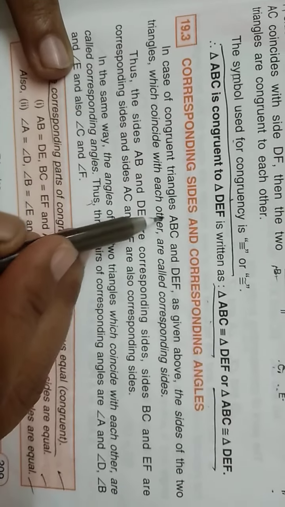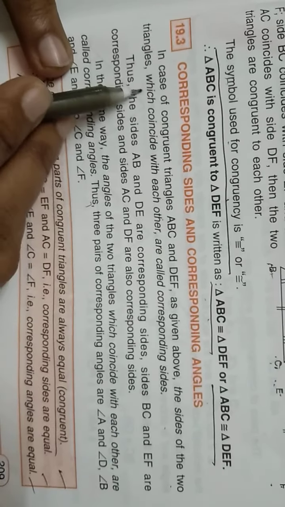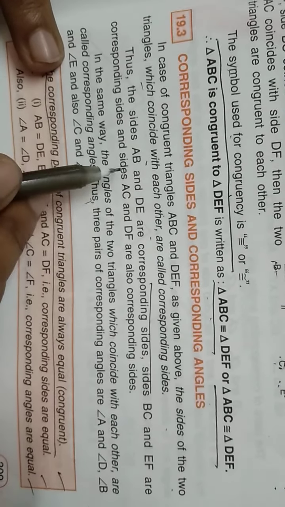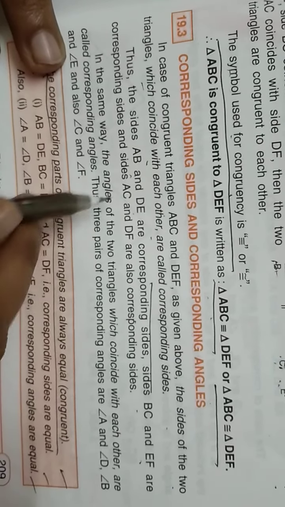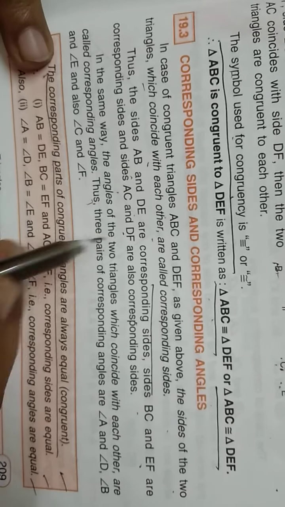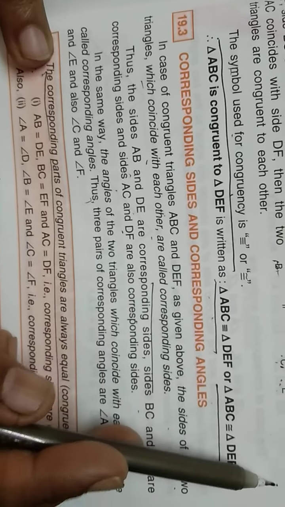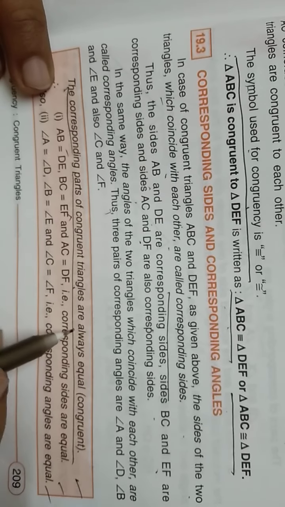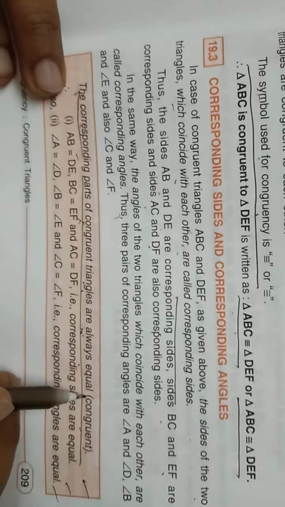In case of congruent triangles ABC and DEF, which we are discussing, the sides of the two triangles that coincide with each other are called corresponding sides. Thus, sides AB and DE are corresponding sides, and BC and EF are corresponding sides, and AC and DF are also corresponding sides. The same way, angle A corresponds to angle D, B corresponds to angle E, C corresponds to angle F. Okay, so we can say that the corresponding parts of congruent triangles are always equal. That means always congruent. Corresponding parts of congruent triangles are always congruent. That is the method we are going to discuss.